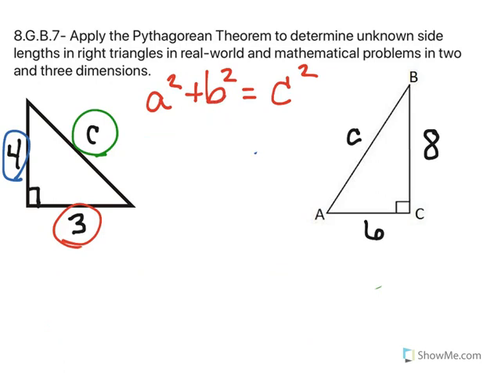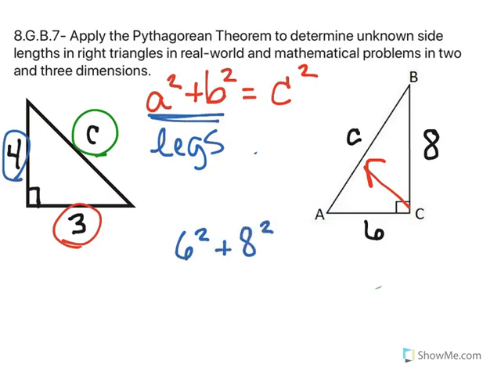Okay, now we're going to solve the next triangle. Again, we're missing the hypotenuse c, so we're going to use a squared plus b squared equals c squared to determine c, the hypotenuse of a right triangle. So let's start with our legs. These are our legs. Okay, we've got a squared, which is 6 squared. And then we have our other leg, 8, and that's going to be 8 squared, and that's going to equal our c squared.